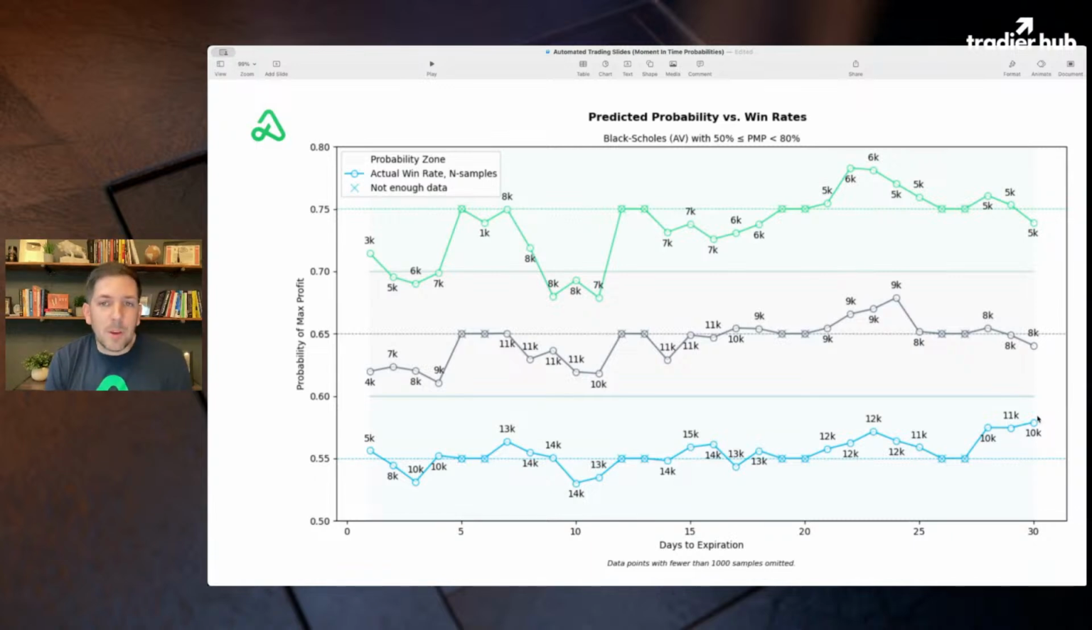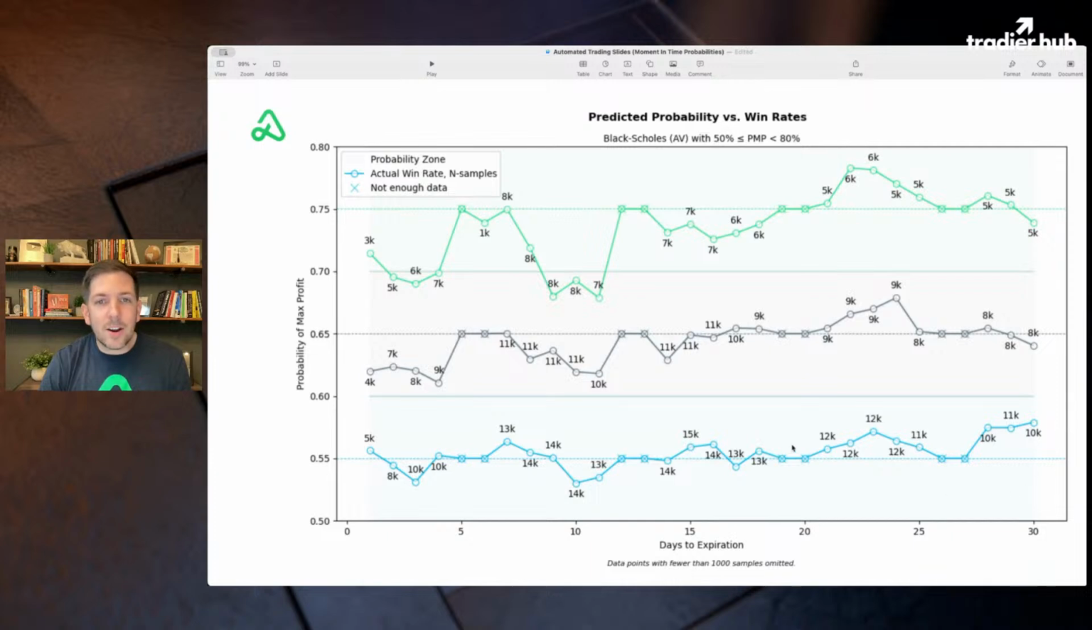So here's what we came up with, okay? This is one of the most important charts that I wanted to share with you guys here. And this is the predicted probability. Again, this is of max profit because it's the easiest one to calculate. Also very important to have the max profit calculated correctly versus the actual win rates.